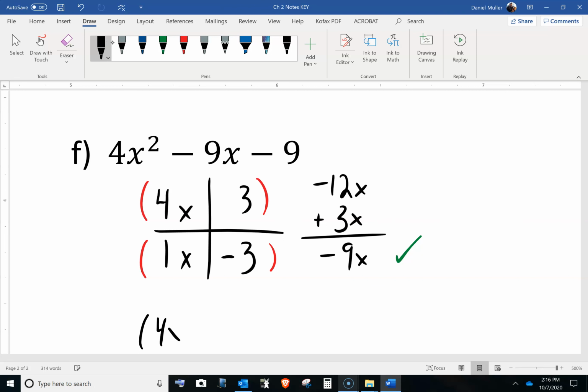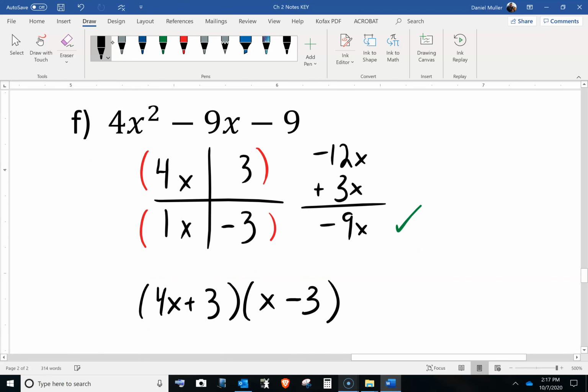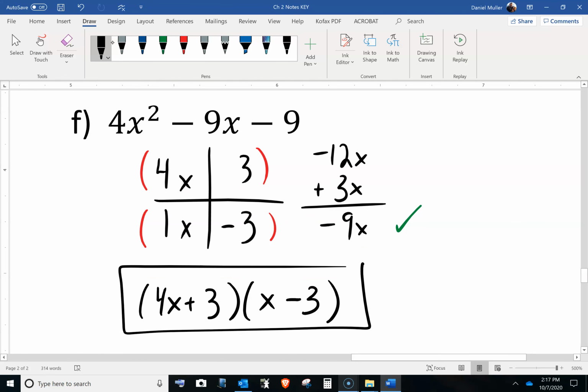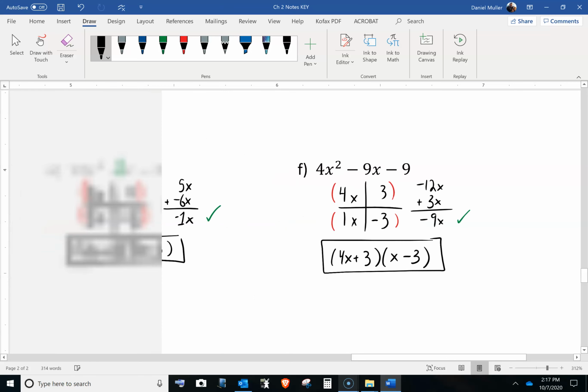Now I'm going to put 4x plus 3, and then for the 1x, I'm just going to write x. Subtract 3. I don't actually need to write the 1. And there we have it.